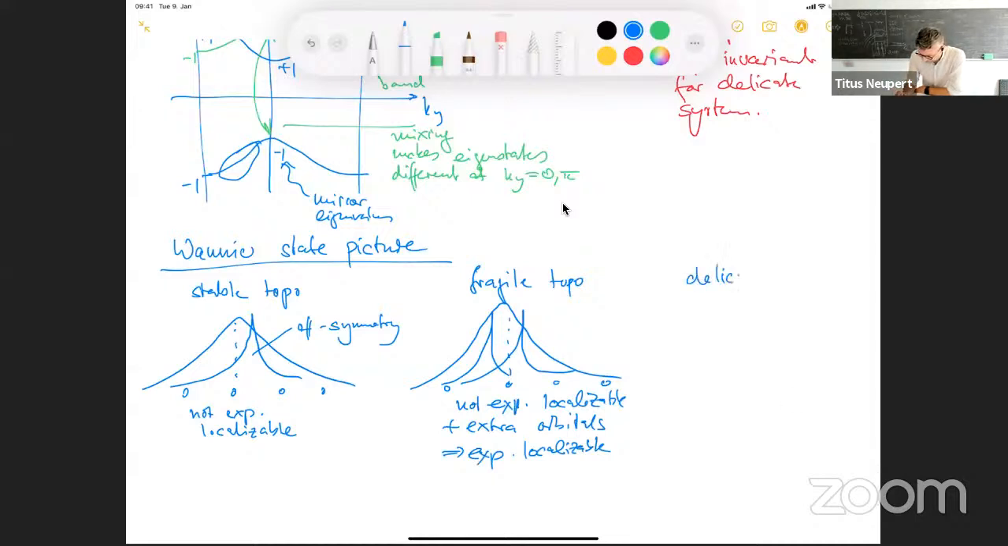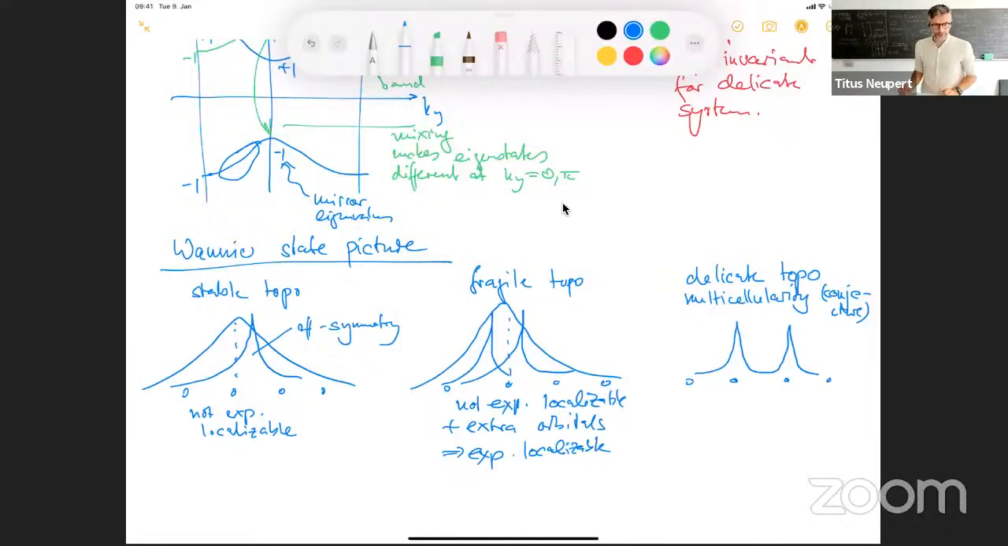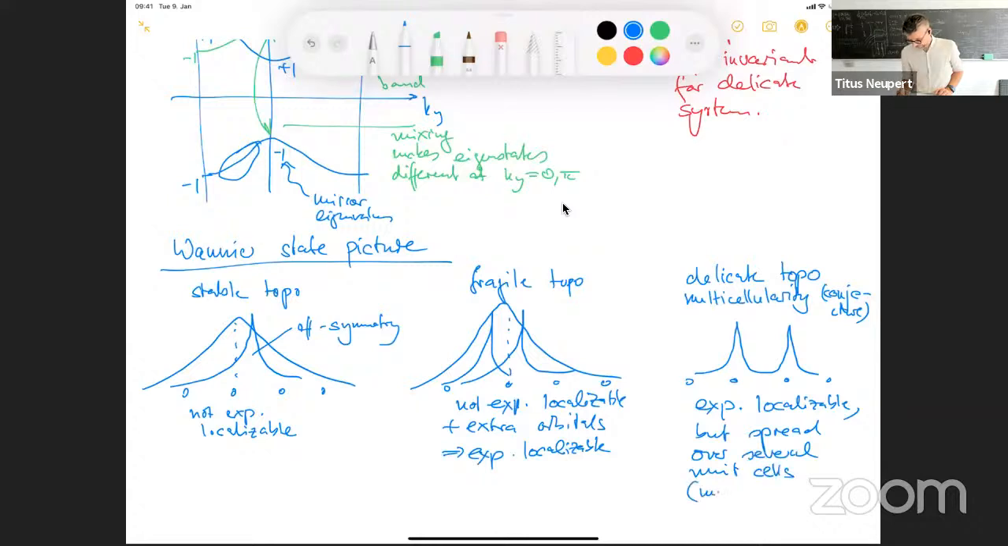And then there's the delicate case. And what we find there is something that we call multicellularity. And that's still a conjecture, let's say. So what we find there is that the Wannier states of such a delicate system are exponentially localizable. However, they can never be deformed to only have support in one unit cell. So exponentially localizable, but spread over several unit cells. So that's multicellular. That's different from the other cases.